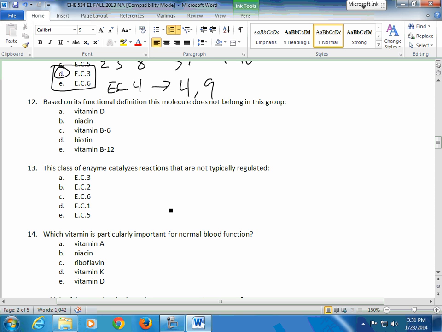Based on its functional definition, this molecule does not belong in the group. All of these are going to be coenzyme vitamins. Vitamin D is a steroid hormone. Also, functional definition, you could go with these are all B vitamins. All B vitamins and vitamin C are all your water soluble, and A, D, E, and K, all your lipid soluble.